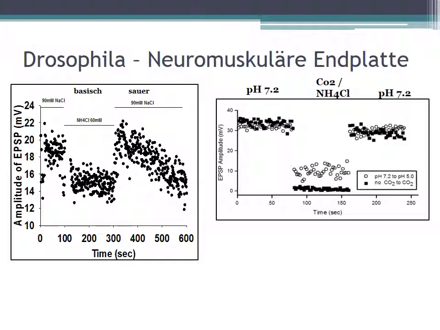Once we add the ammonium chloride, you can see with the dots that the EPSP amplitude decreases, so the pH decreases the amplitude. And if you add CO2, though, it basically shuts down the amplitude, so this effect is even more severe. But in both cases, you can see in the third part of the graph that a recovery is possible.